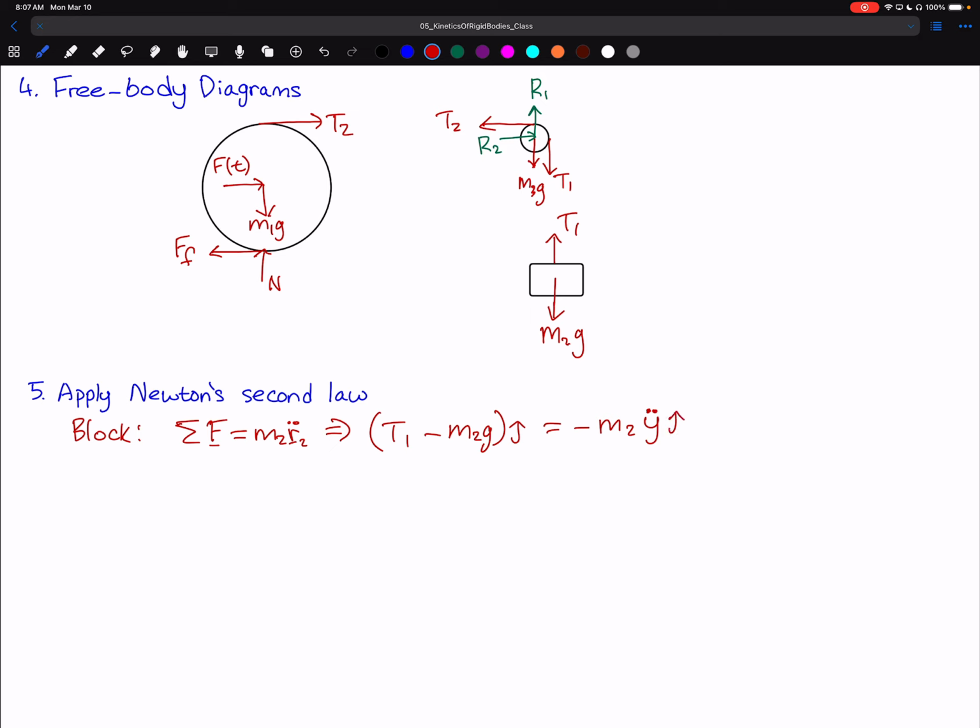So from here, we can solve for T1, and T1 will be equal to M2 times the quantity G minus Y double dot.